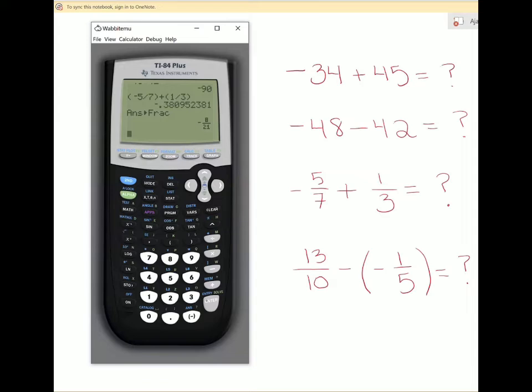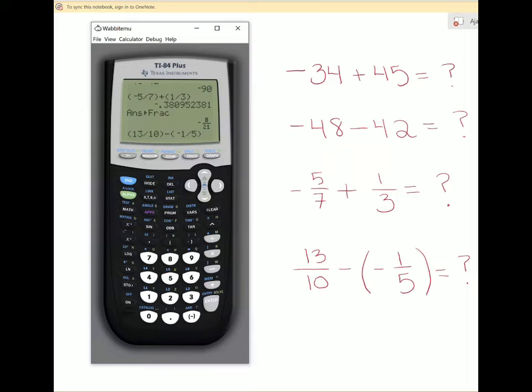So if you're one of those people that have a hard time with fractions, a graphing calculator can be a lifesaver, because you can put these crazy fractions into your calculator and it will spit out the answer for you. You have 13 over 10. I put it in parentheses, as I said before, and it says minus negative 1 over 5. So that first sign is a subtraction sign. That's an operation. So I press the subtraction sign that's right next to the 6. Then I'm going to do parentheses, and I'm going to use the negative sign now. 1 divided by 5. Close parenthesis.